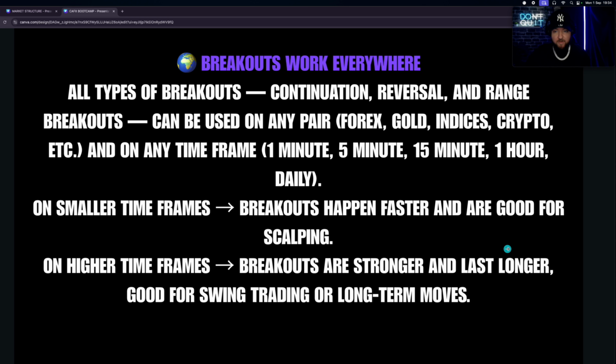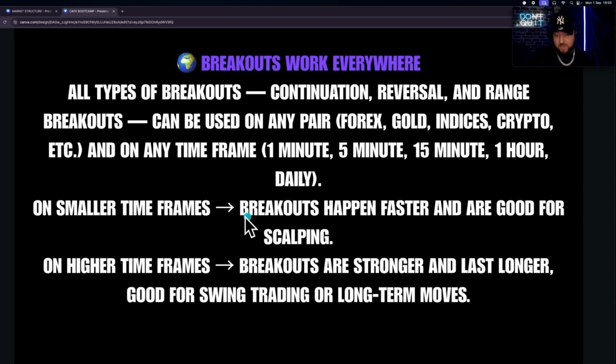So breakouts work everywhere. All types of breakouts: continuation, reversal, and range. Breakouts can be used on any pair, Forex, gold, indices, crypto, which is true, by the way, literally any pair, on any time frame, and at any time of day. It doesn't matter. Apart from certain times of the day, volume is going to go in your favor, and that's why we trade stuff like the New York session. But when I did that 50 to 1,000 flip, it was random times of the day. It was mostly in the evening.